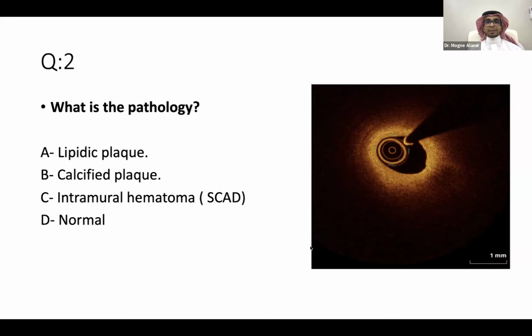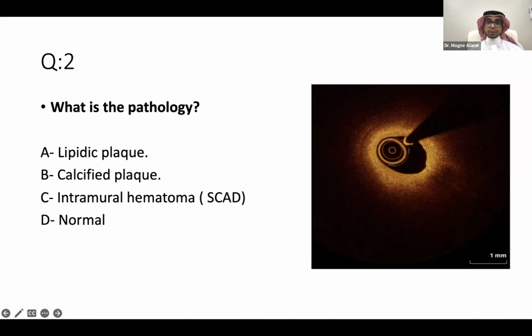All 3 answered right. It's lipidic plaque. And here again, you can see that there is a bright area, then some low backscattering with a diffuse border and high attenuation behind that. So this is a lipidic plaque, or we can say a fibrofatty plaque. For sure, it is not calcified plaque, because in calcified plaque, as we mentioned, you should have a well demarcated border.